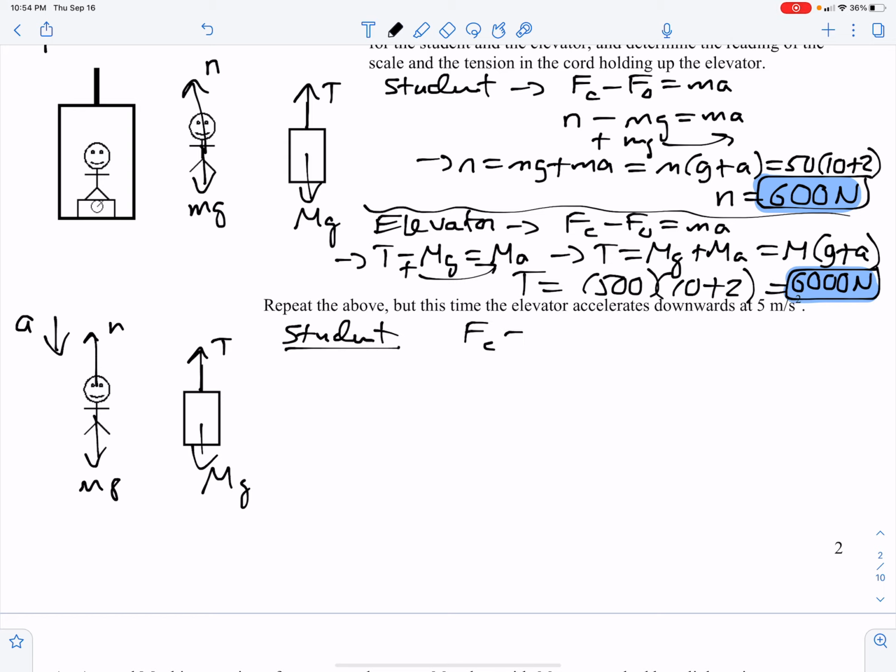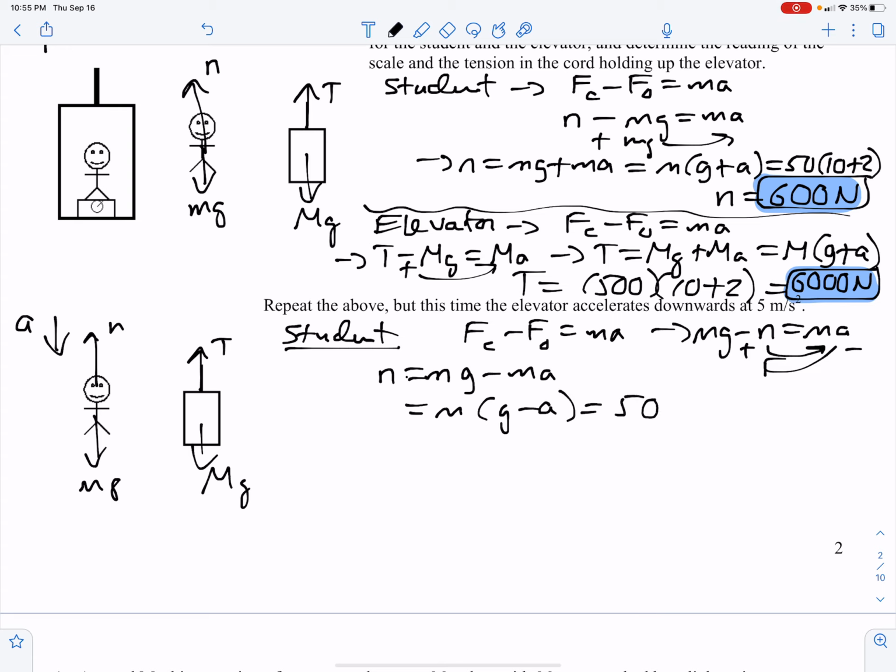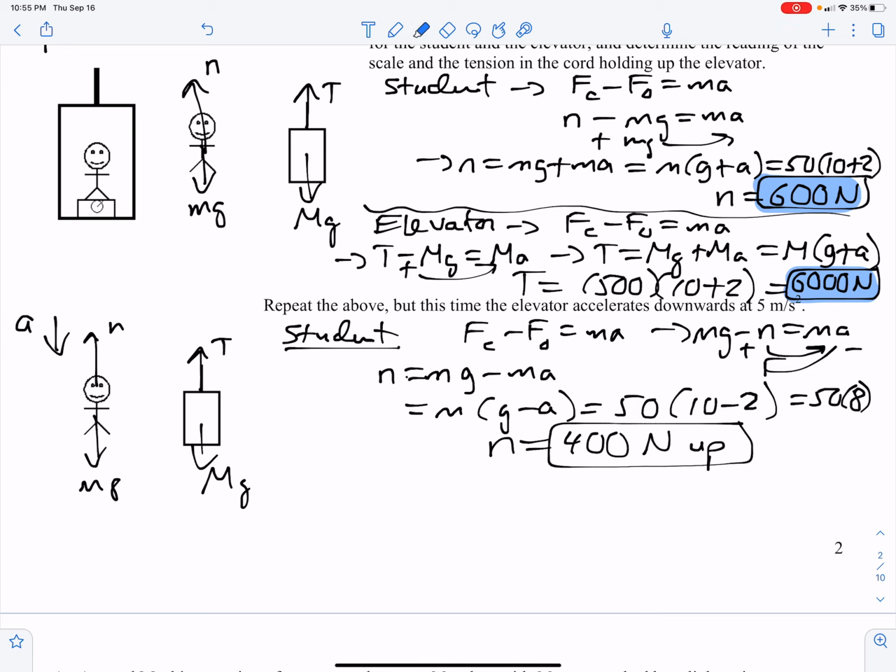For the student, we start with the same equation, causing force minus opposing force equals ma. But this time, the causing force is the weight, and the opposing force is normal force, equals ma. We'll add normal force to the right, and we'll subtract ma to the left. And normal force is equal to mg minus ma, which is m times the quantity of g minus a, which would be 50 times 10 minus 2, or 50 times 8, or 400 newtons upward. I forgot to include that in my previous answers. The normal force and tension should both be up.